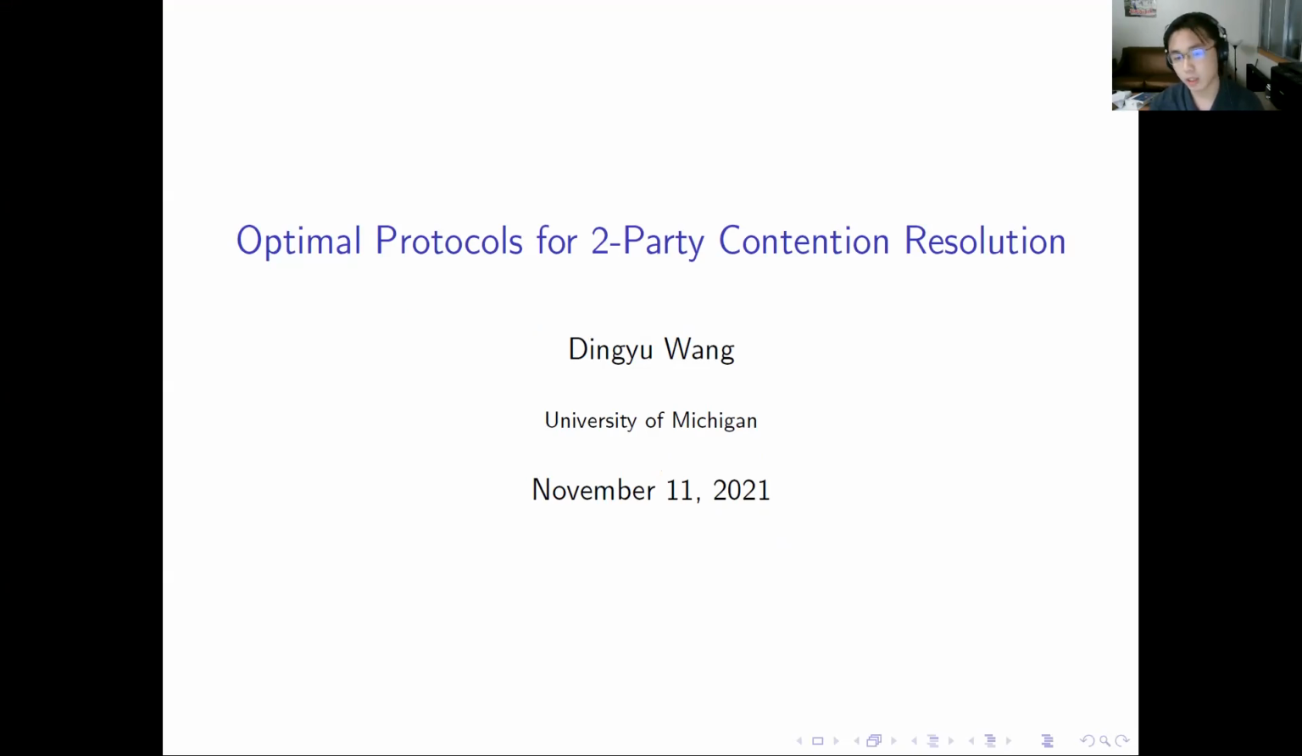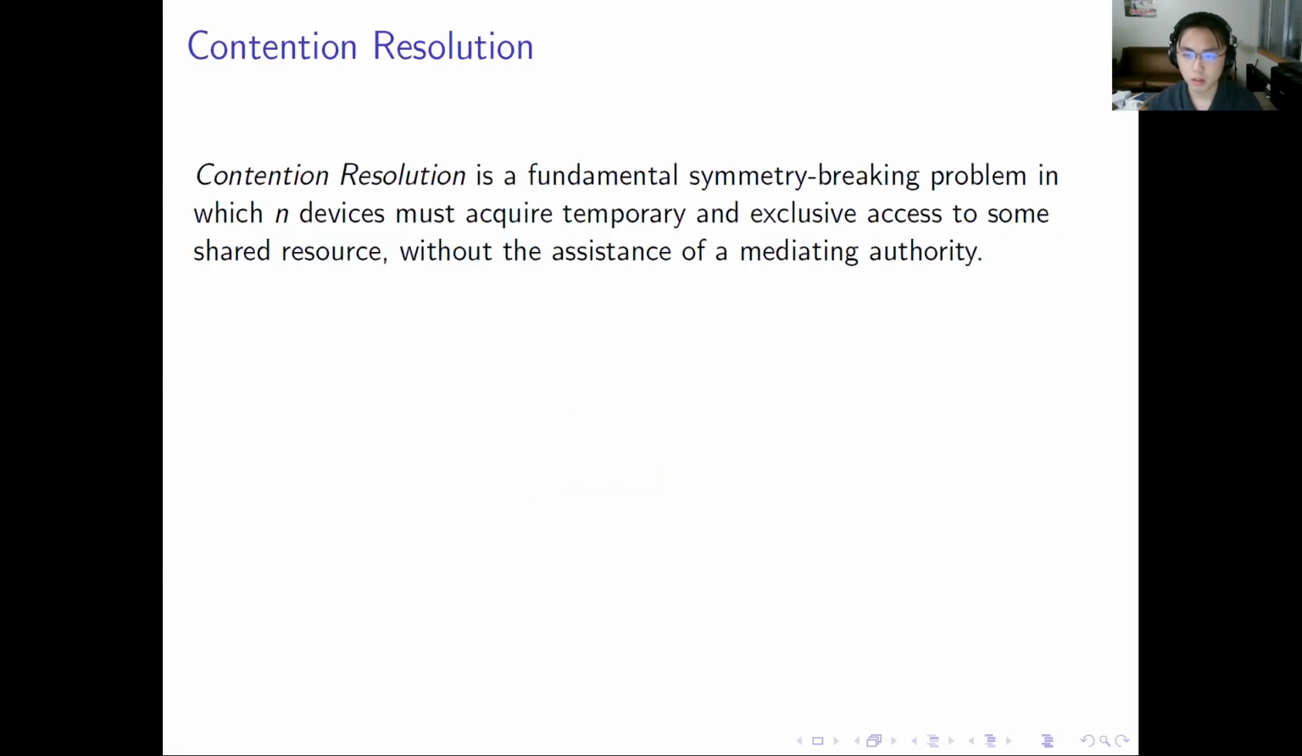Today I'm going to talk about optimal protocols for two-party contention resolution. So first, what is contention resolution? It is a very fundamental symmetry breaking problem where you have n devices and all of them need to acquire temporary and exclusive access to some shared resources without the assistance of a central authority.